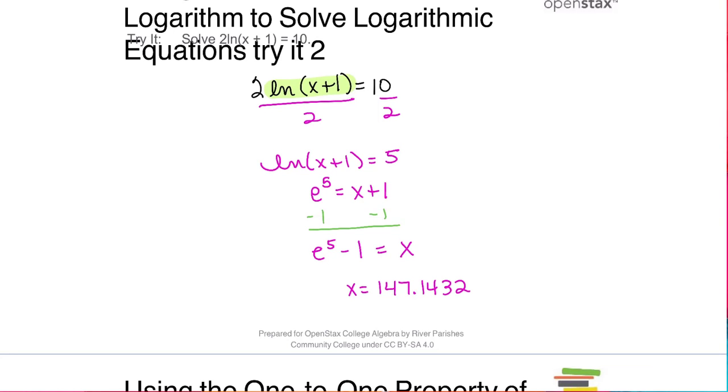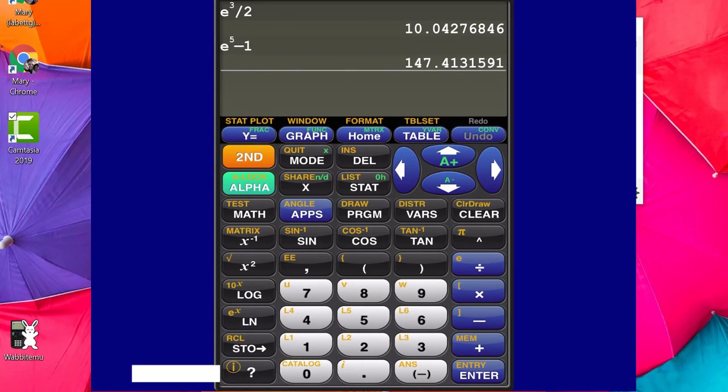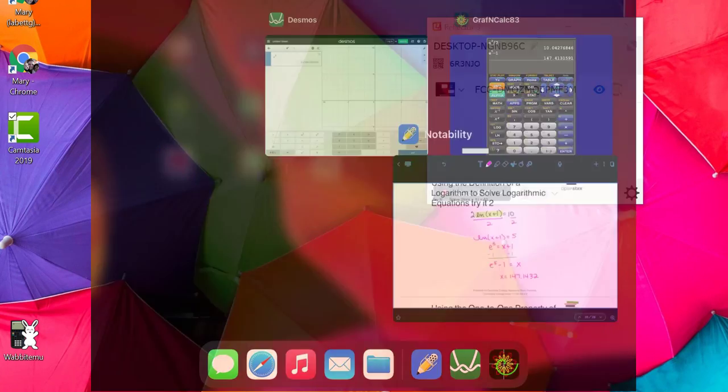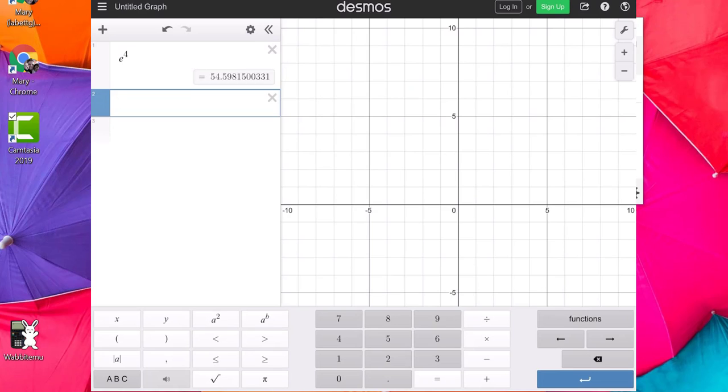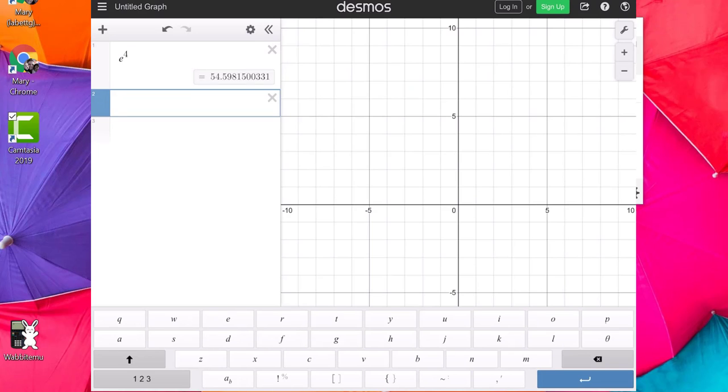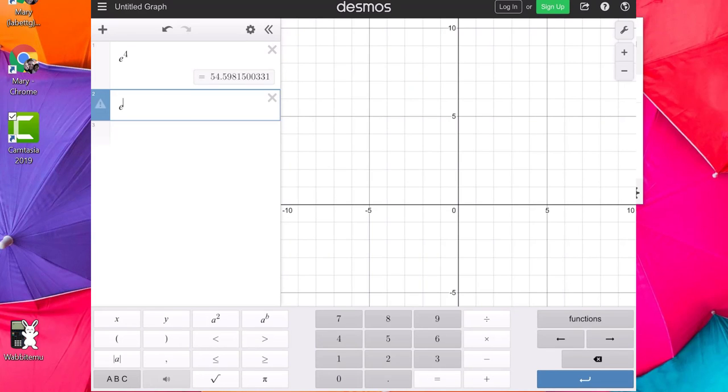Let me just double check, make sure I wrote that right. 147.4132. I didn't. I flipped some numbers. It's 4132. Alright, let's just see how we would do this in Desmos. In Desmos, we would do e to the fifth minus 1, and we get the same thing.